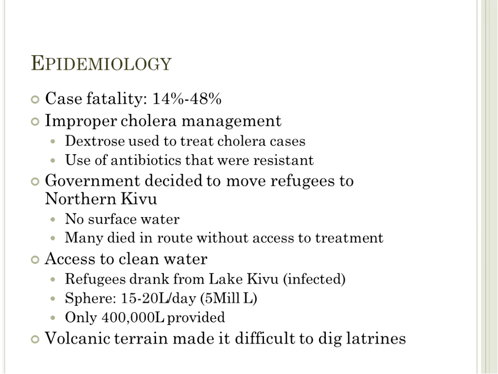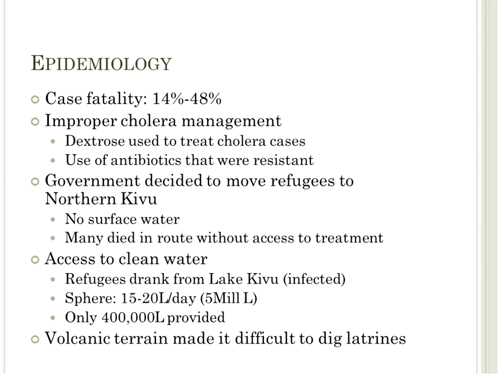Typically, when you're rehydrating, giving IV fluids, you want to use either normal saline or lactated Ringer's. Unfortunately, dextrose was used to treat cholera cases. And dextrose primarily just has sugar, basically, and doesn't really replace volume in patients that are dehydrated. Also, I mentioned the importance of looking at resistance patterns. A lot of antibiotics that were used during the epidemic were actually resistant to cholera, and therefore patients were not receiving the care that was appropriate.